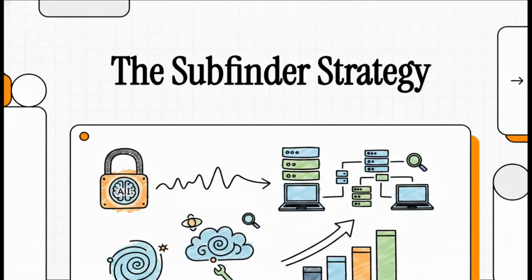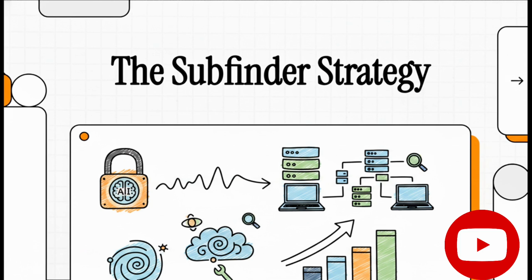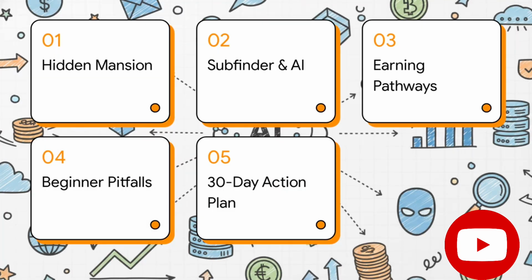Welcome to this explainer. Today, we're unpacking an absolutely game-changing, highly lucrative strategy in the world of independent cybersecurity. We are going to explore exactly how you can combine open-source reconnaissance tools with artificial intelligence to build a powerful digital asset mapping workflow from scratch. We call this the Subfinder strategy. Okay, let's dive right into this.